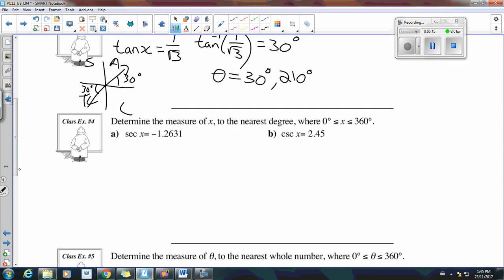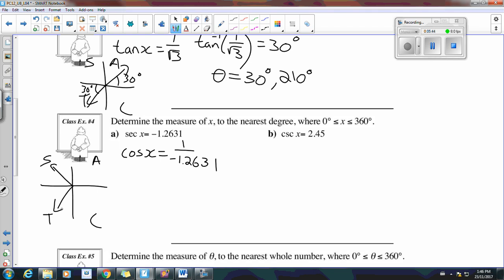Example 4, determine the measure of x to the nearest degree where x is between 0 and 360. So this is asking secant. So remember, that's the same as saying cos of x is equal to 1 over negative 1.2631. So let's sketch this. So we need cosine to be negative. Okay, well cosine is negative here and here. So we must be in quadrants 2 and 3.